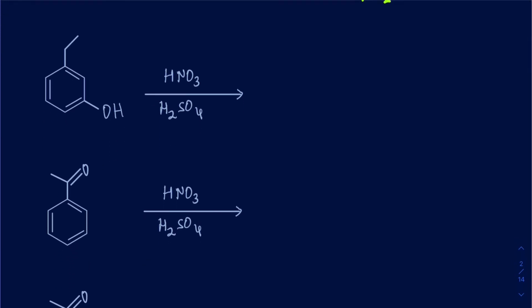Still doing the nitration, but I've got two groups on it now. I still have an ethyl group, so I know this is a weak electron donating group.